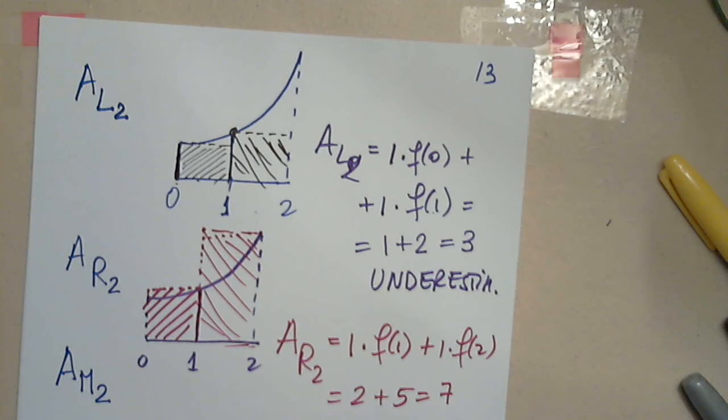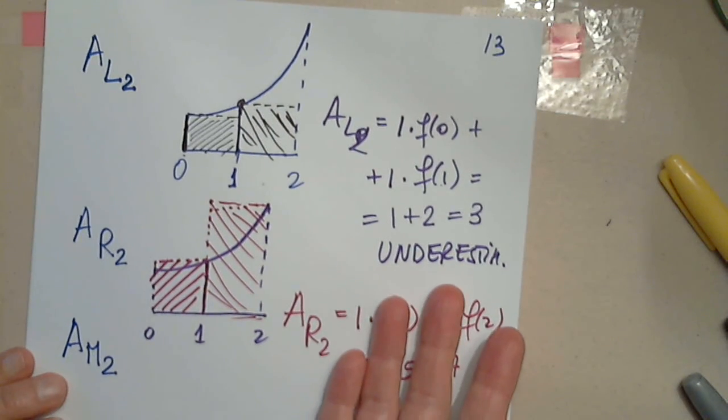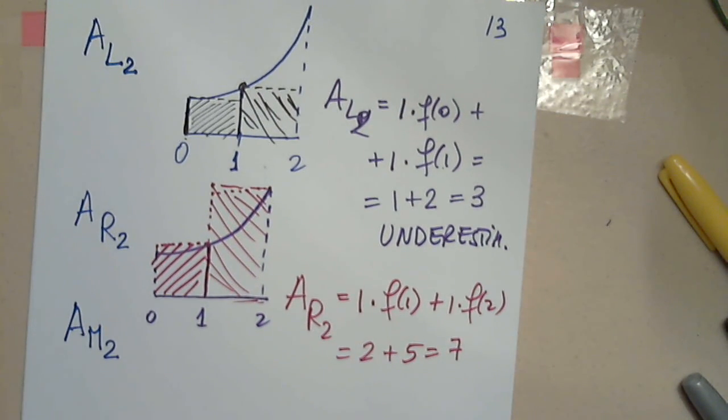When I use the rightmost point for this function, what kind of area do I get? Do I get an underestimate or an overestimate of the actual area? Over.